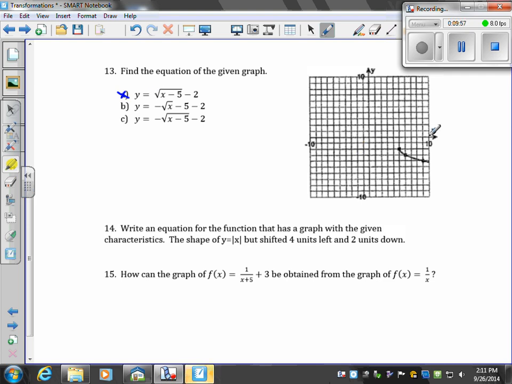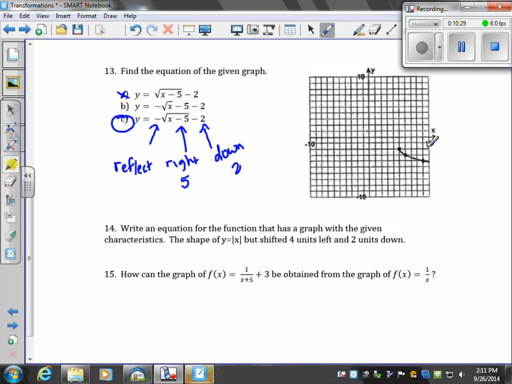The other thing is it looks like if this is my origin right here, it looks like it was shifted to the right 1, 2, 3, 4, 5 units and down 2. So I'm looking for the one that went right 5 and then down 2. So right 5, down 2, and reflect it. So we can see it's answer choice C.